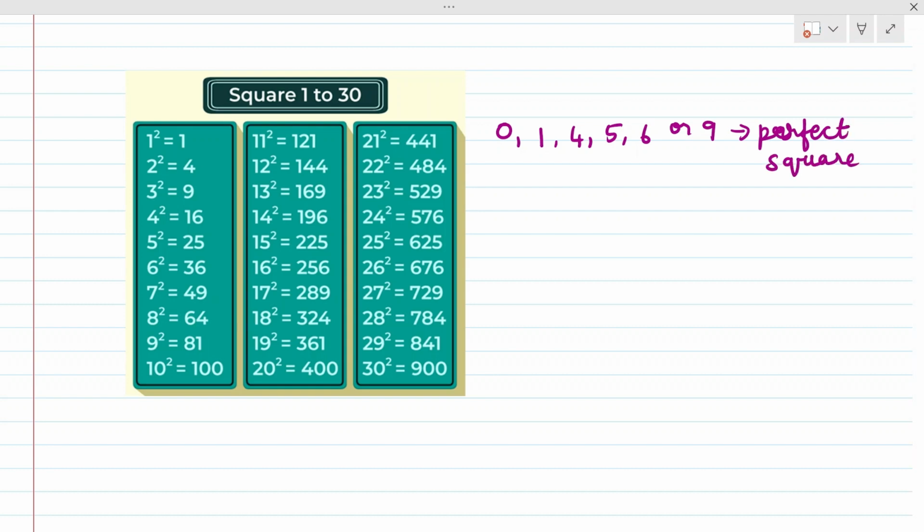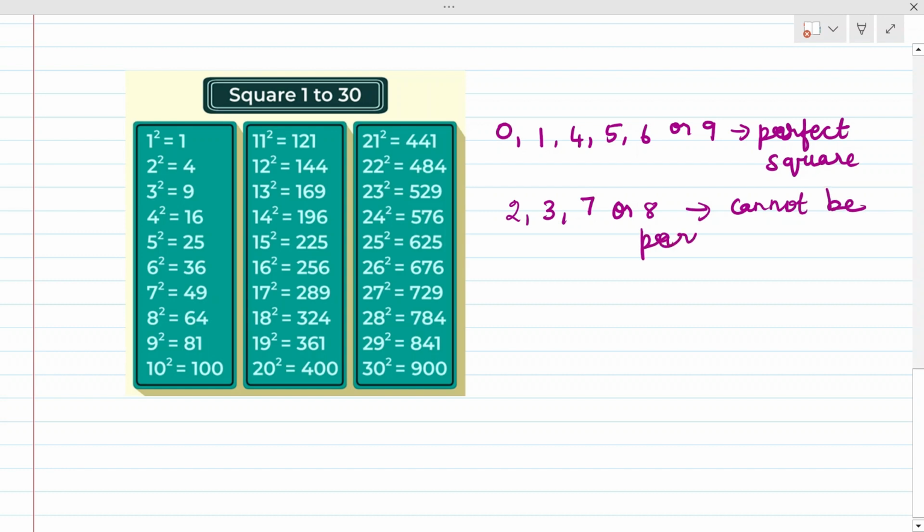Perfect square numbers. See, 1 square is 1, so it is ending with 1. 2 square equals 4, so it is ending with 4. 3 square is 9, so it is ending with 9. So the numbers which are ending with 0, 1, 4, 5, 6 or 9 could be perfect squares. We cannot say all the numbers which are ending with these digits are perfect squares, but they could be perfect squares. That means the numbers ending with 2, 3, 7 or 8 cannot be perfect squares.